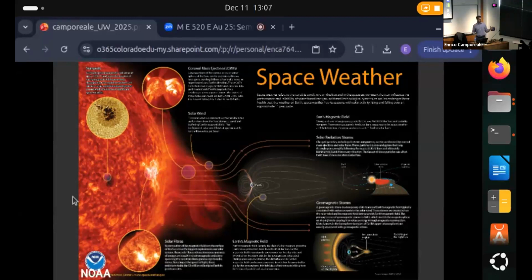So we are protected by this effect. But once in a while, when these effects happen, basically there is a strong shaking of the magnetic field. And so space weather is kind of a curiosity-driven science in a sense, but has also important societal effects and economic impact, as you can imagine.